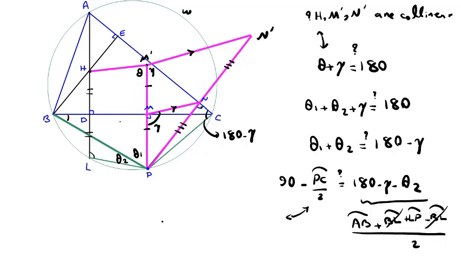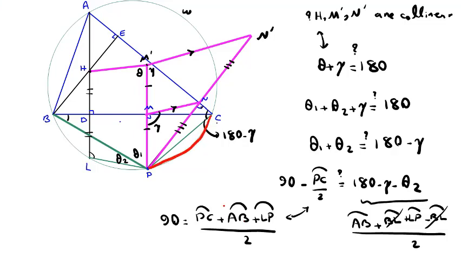So it is equivalent that 90 equals PC plus AB plus LP over 2. So let's see. PC is what? Let me write it with red. PC is this angle. AB is this angle. And LP is this angle. So if we consider this angle, we know it is 90 and it is an interior angle. It is exactly angle CDL. We want to prove CDL is 90.